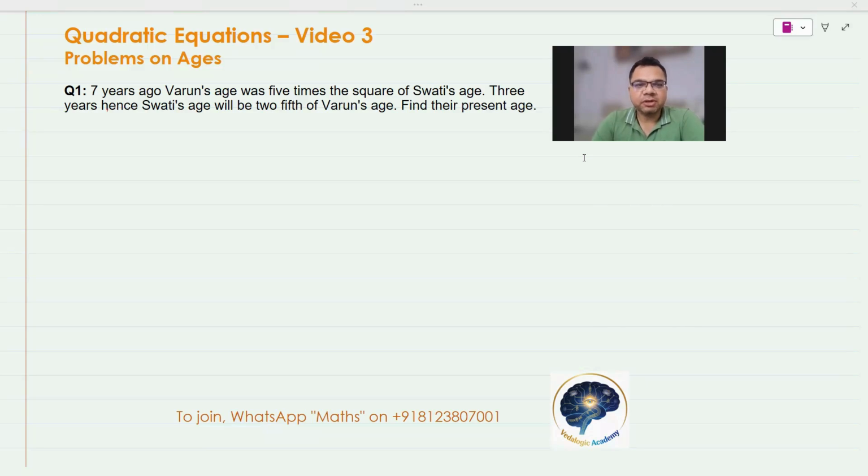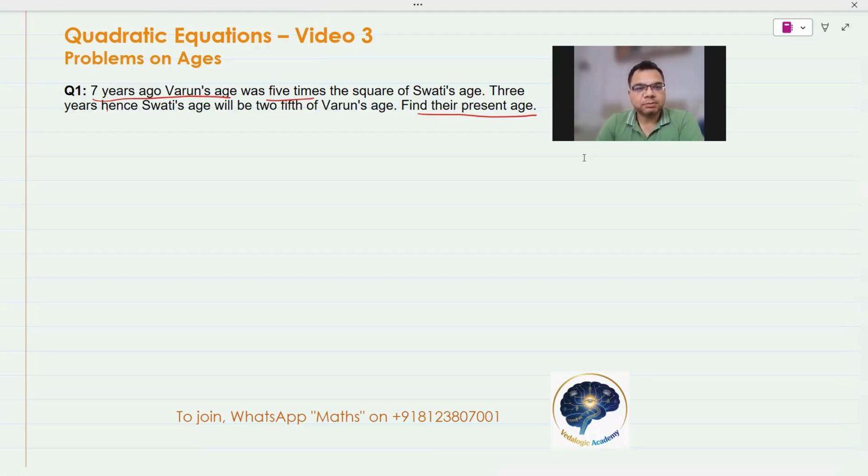So the first question that you see here is a problem on ages. So let's try to solve this question. 7 years ago, Varun's age was 5 times the square of Swati's age, right? So the important terms are 5 times and 7 years ago. And the question says that we have to find their present age. So the first thing that you have to do is see what is being asked in the question. Based upon that, you can take the values so that it becomes easier for you to solve the question.